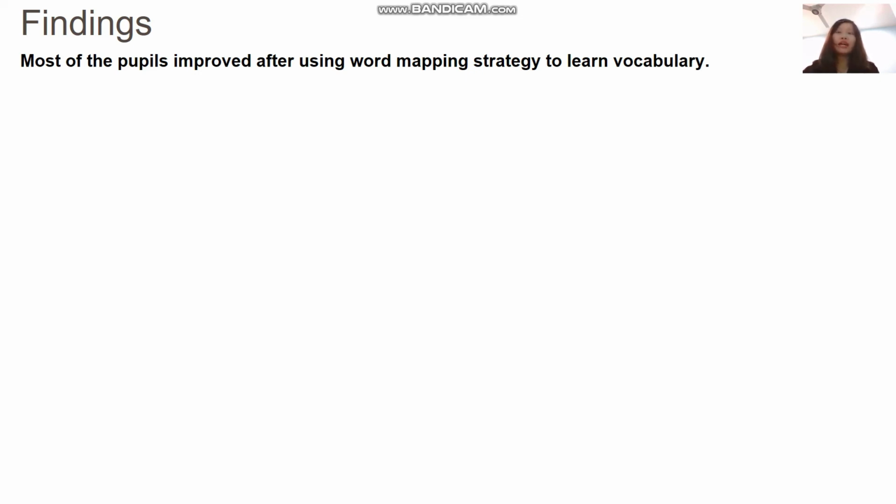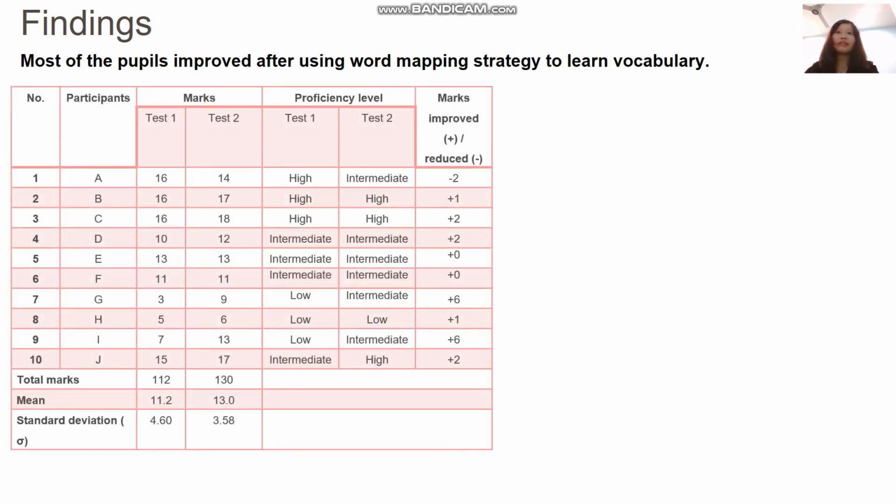So it is to test how this word mapping strategy can help pupils to improve their vocabulary and to examine how far they improve after the intervention is applied to them. So as you can see in the table here, test 1, test 2. From here, I pick 10 of my research participants to explain about it.